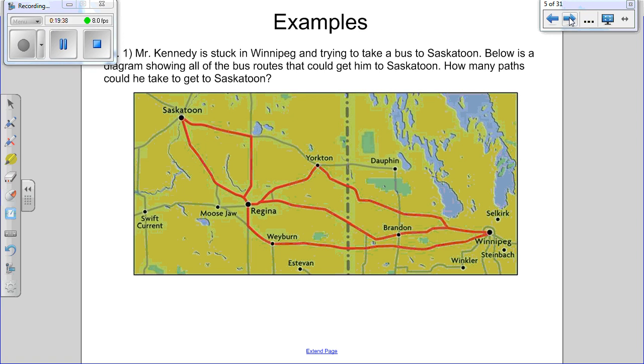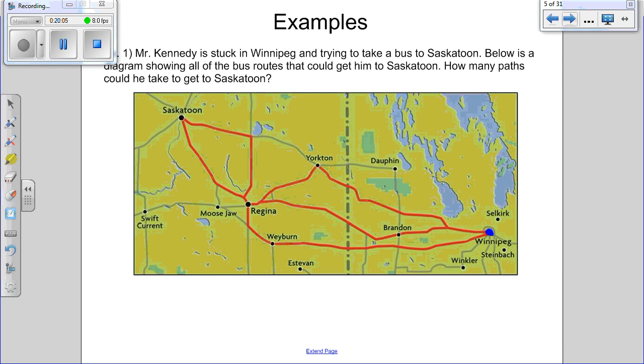Yeah, you only count where you can tell for sure it's passing through. So Estevan isn't going to make a difference because the red path never goes to Estevan. No, we're going to talk about that because that's going to affect things possibly. So, I'm starting at Winnipeg. I'm going to try to get to Saskatoon. I'm going to try to figure out the number of different ways I could get to each city.